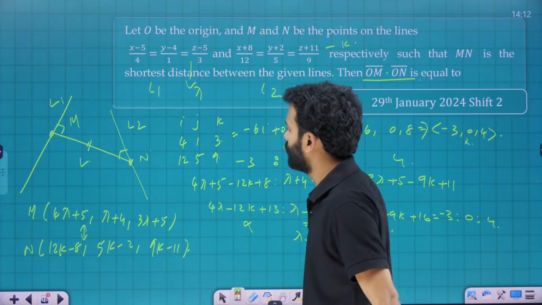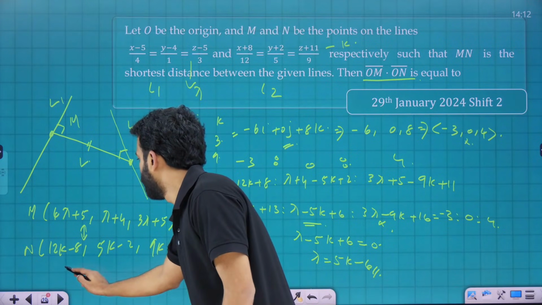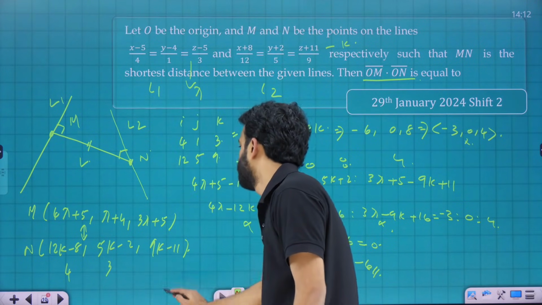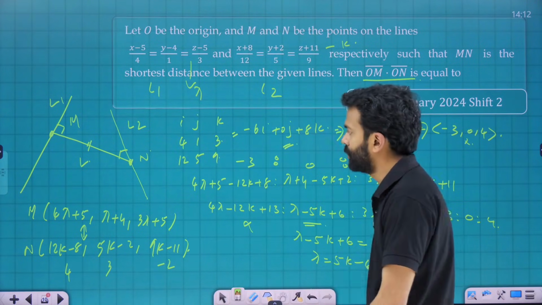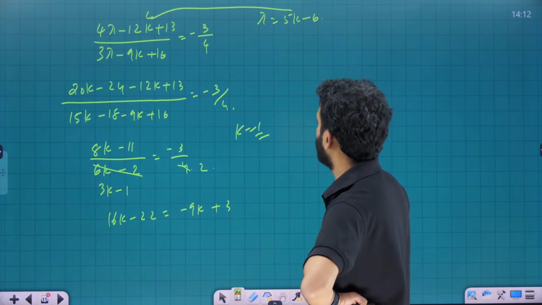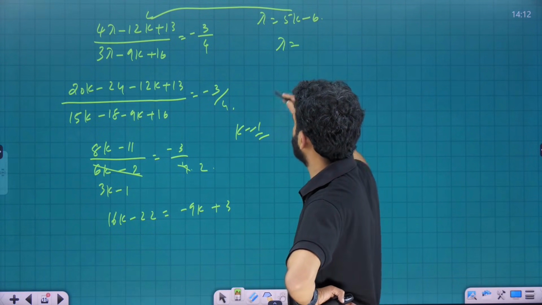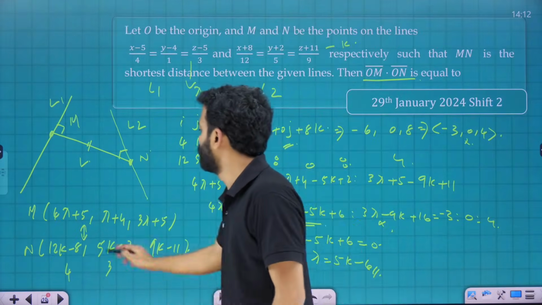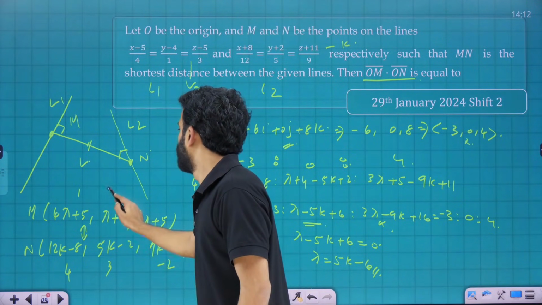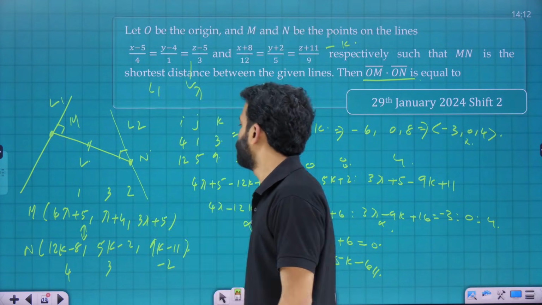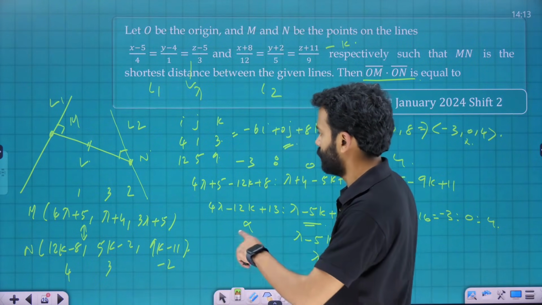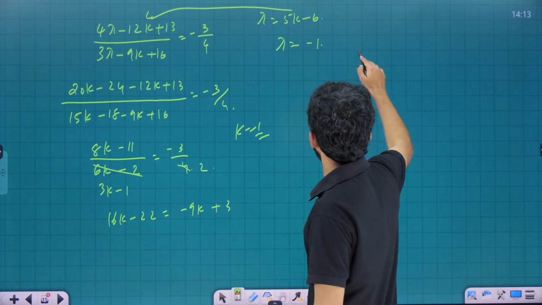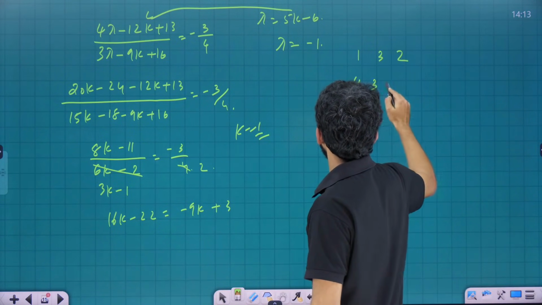So if you got k, then here 4, here 3 and here minus 2, right? If k is equal to 1, we need to find lambda also. Lambda is 5k minus 6, so lambda is equal to minus 1. And if lambda is equal to minus 1, then the corresponding value of m is 1, 3 and 2. Therefore, the values are 1, 3, 2 and 4, 3, minus 2.